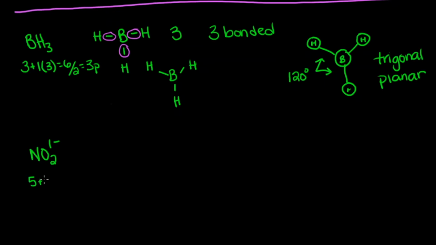5 plus 6 times 2 plus 1 for that 1- charge. So 12, 13, 18. Working with 9 pairs of electrons here. All right. So I'm going to go nitrogen in the middle, oxygen, oxygen. I have 7 pairs left. 1, 2, 3, 4. Nope, sorry. 1, 2, 3, 4, 5, 6, 7.